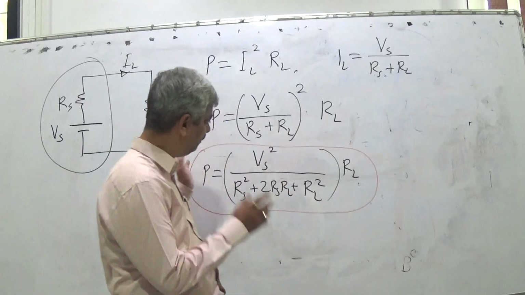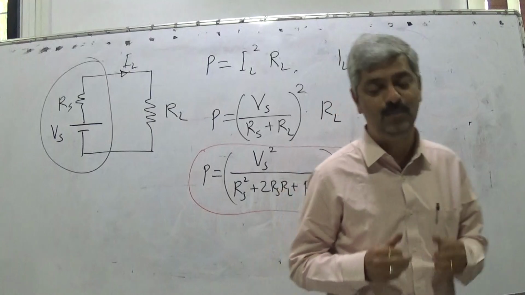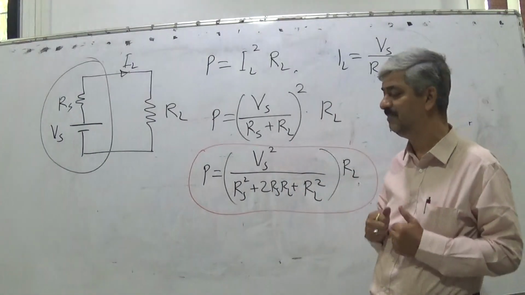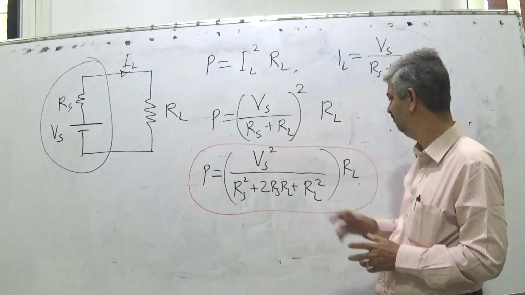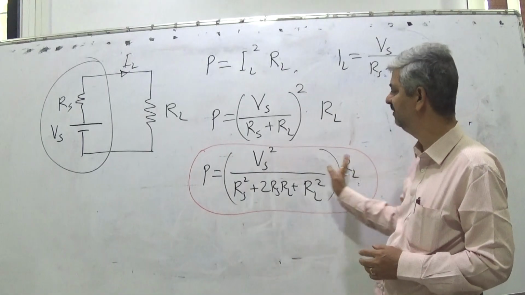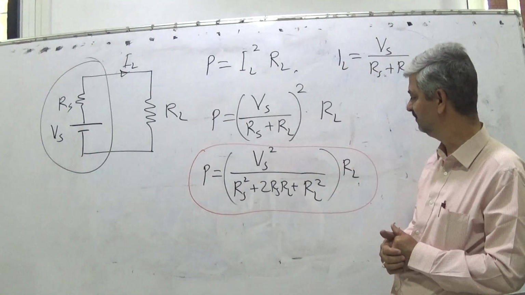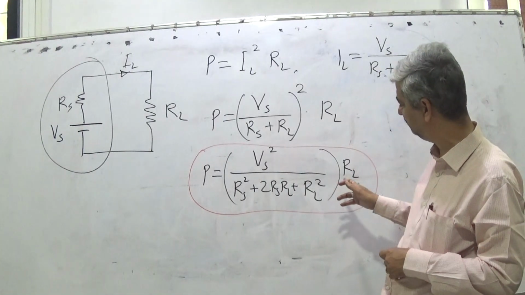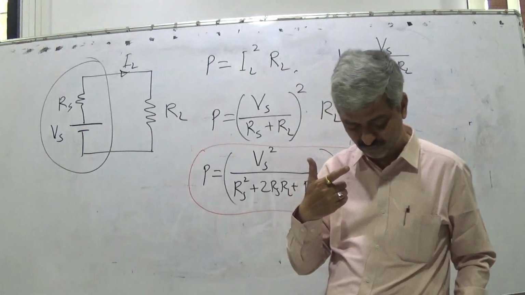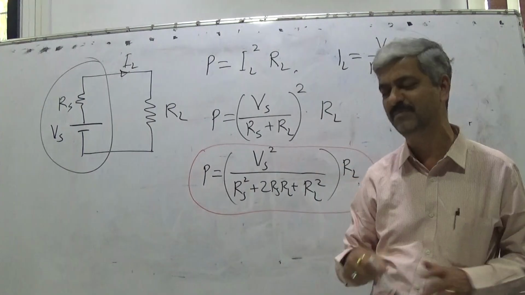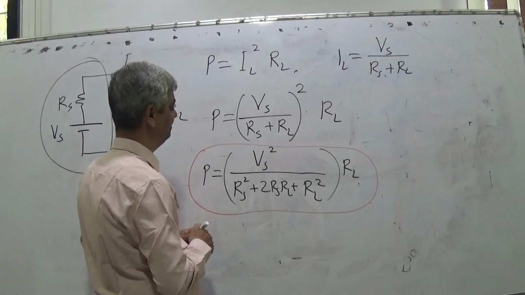So for what value of RL will it become maximum? You can make a check. If RL is 0, the expression is 0. If RL is infinity, then you will find that... how to find the expression for a value of infinity? I have asked a very tricky question.